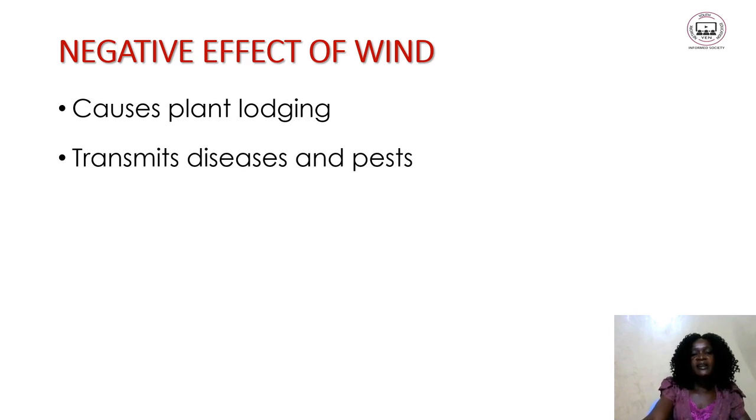Apart from that, another negative effect is transmission of diseases and pests. As the wind will be blowing, it will be carrying some pathogens, therefore causing diseases from one crop to another, or from one animal to another. And also the pests may be carried by the same wind, so transmitting diseases and pests.